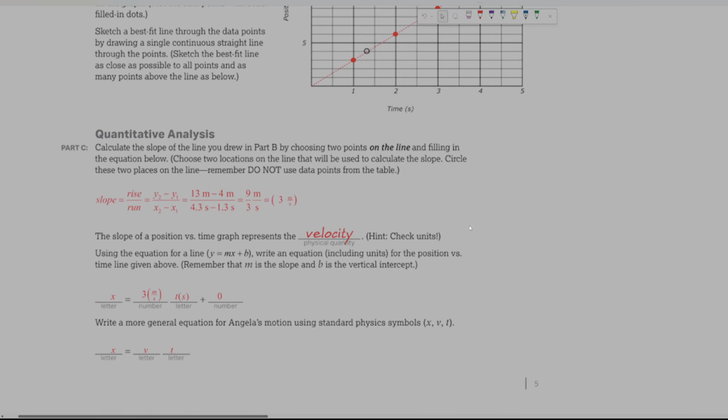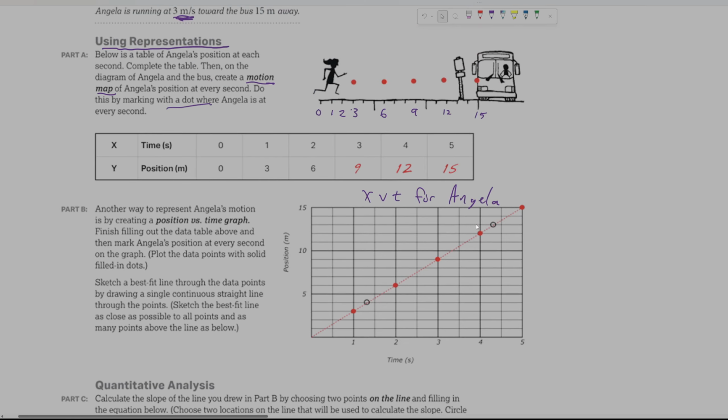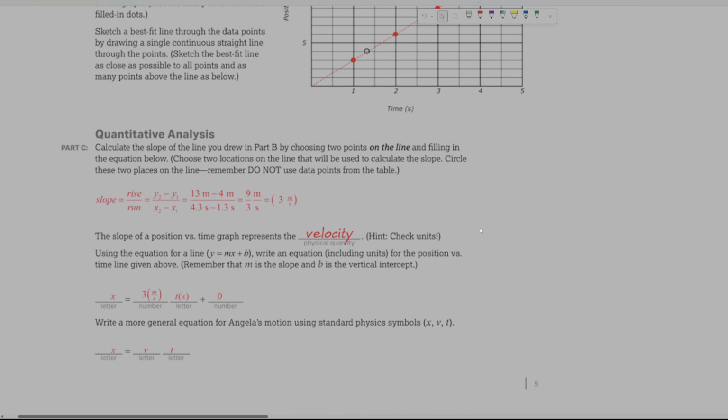Okay, part C, quantitative analysis. Calculate the slope of the line you drew in part B by choosing 2 points on the line. That kind of goes back to what I was saying earlier. Your line should represent the average value of all your data. If you've got experimental data, your dots might not be perfectly on the line because they are flawed. They have error due to the data collection you had. So you use the line to get your slope.